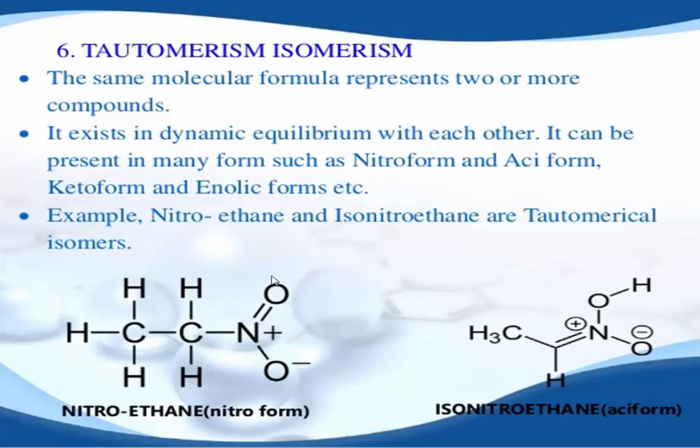Students, observe some points related to tautomerism. The same molecular formula represents two or more compounds. It exists in dynamic equilibrium with each other. It can be present in many forms such as nitro form and acid form, keto form as well as enolic form. Yes, if you take an example ethanal, then it is converted to ethenol, means the aldehyde group changes to an alcohol group.